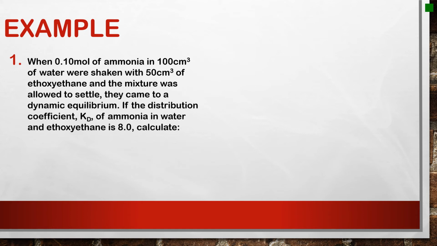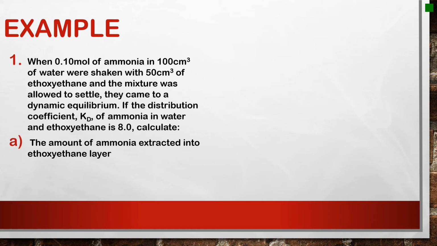0.1 mole of ammonia in 100 cm³ of water was shaken with 50 cm³ of ethoxyethane, and the mixture was allowed to settle. They came to a dynamic equilibrium. If the distribution coefficient, Kd, of ammonia between water and ethoxyethane is 8.0, you are asked to calculate the amount of ammonia extracted into ethoxyethane. After calculating it, you are also asked to determine the percentage of ammonia that remained in water.